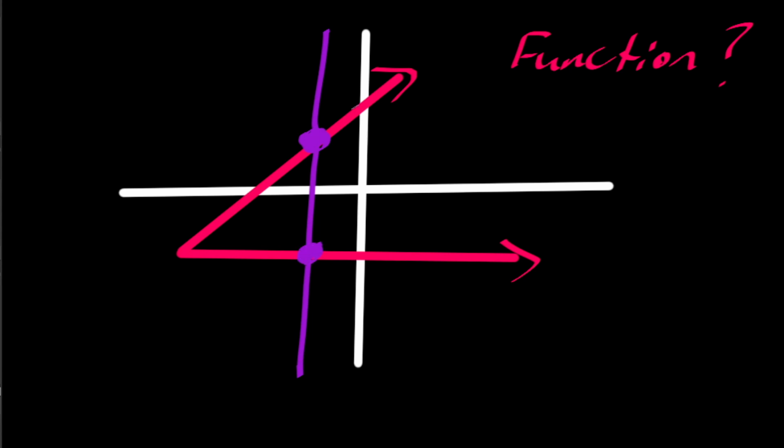Once again, this would be like the x's. Remember when we did ordered pairs? We said the ordered pair x can't repeat. Well, essentially a vertical line intersecting the graph at more than one place, that means the x's are repeating. So we would say, no, this is not a function.